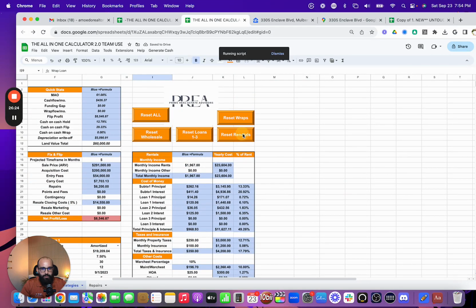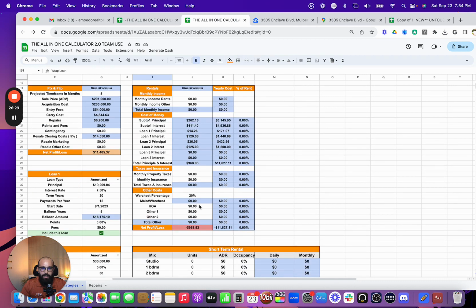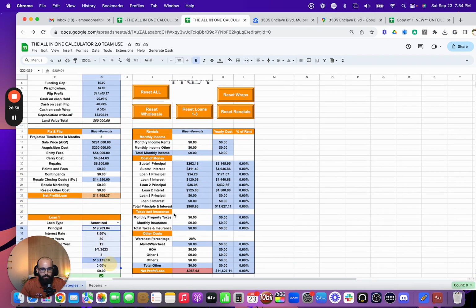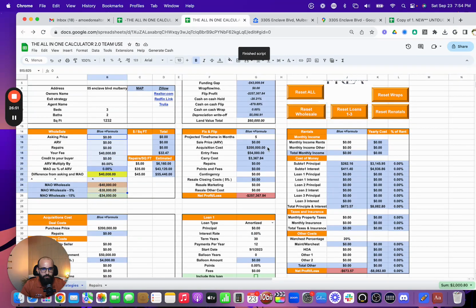If we reset the rentals, everything right here will get reset, and it will take it back to zero. Again, everything that is in white, okay? It didn't do the blues because the blues are loans. They're not part of the rentals. So right next is the loans. You will notice everything here plus everything here, which are just formulas, will go back to zero. And then you still have the reset wholesale, which is everything that was right here, just disappeared. And then right here, we only have the sub-2 loan left and the address and those things.